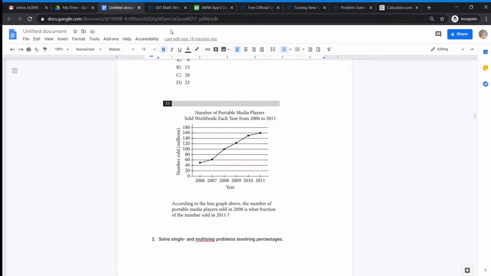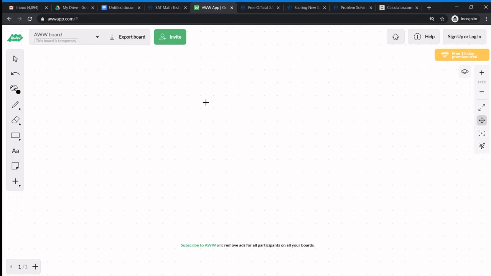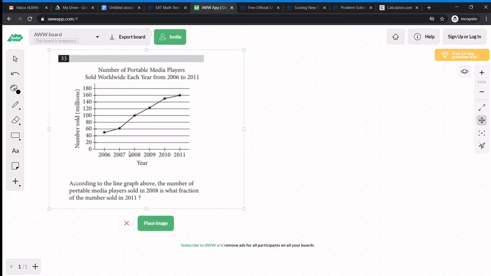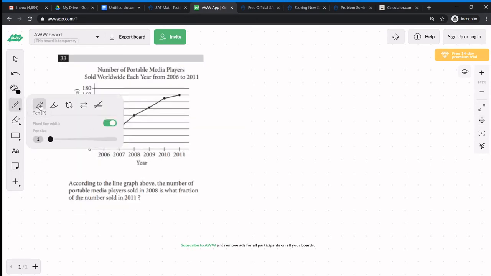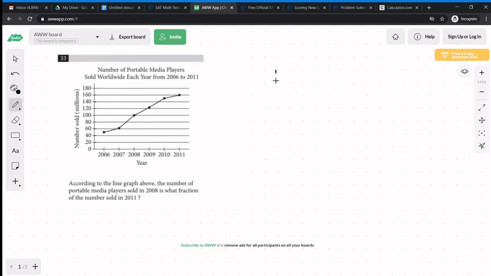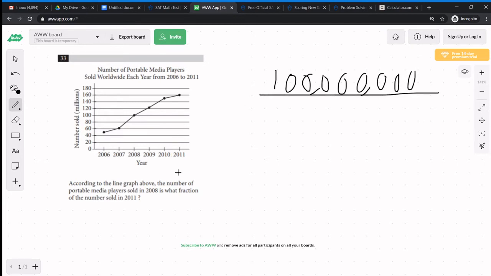Alright. This one is pretty similar to the problem we did 2 times ago, but a lot easier. It is asking, according to the line graph, the number of portable media players sold in 2008 is what fraction of the number sold in 2011. So it's just asking the number sold in 2008, which in this case is 100 million, divided by, let's just write that out, the number in 2011, which is 160 million.